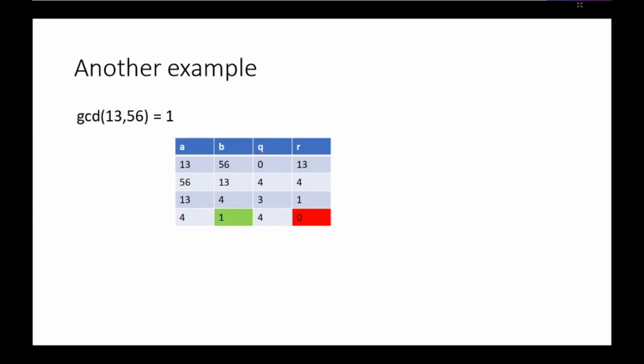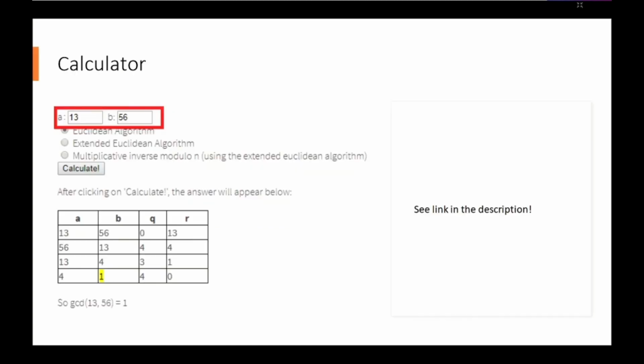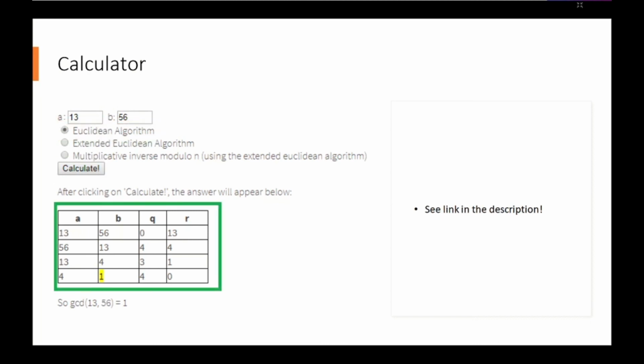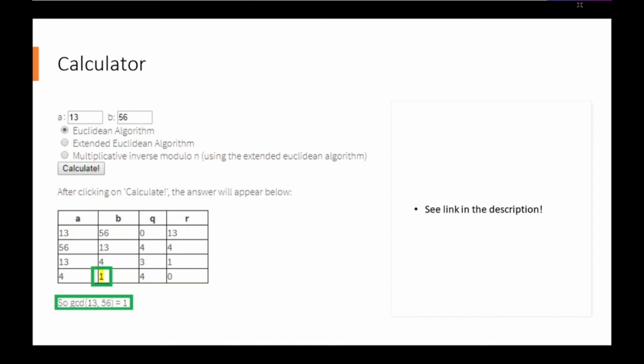If you want to practice more examples, or if you don't want to practice at all, you can use the online calculator on the website. It works as follows. You enter 2 numbers, then you make sure that it's set to the Euclidean algorithm, and then you click calculate. And after that, the table will appear below, and the answer is highlighted. The link to this online calculator is in the description of the video.